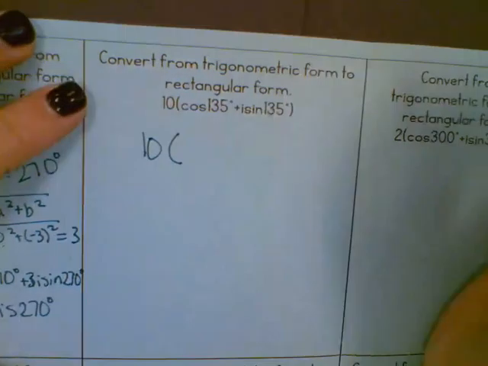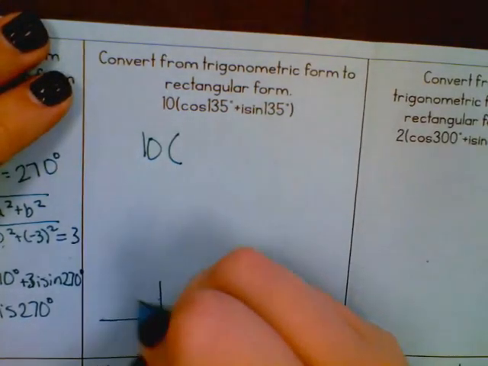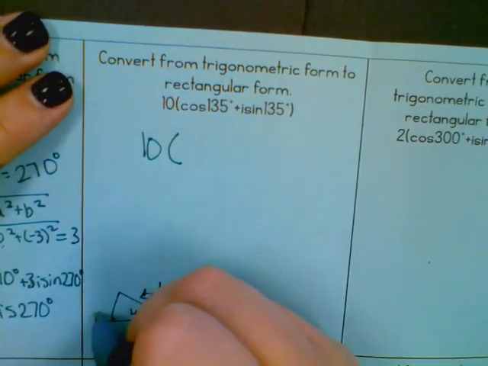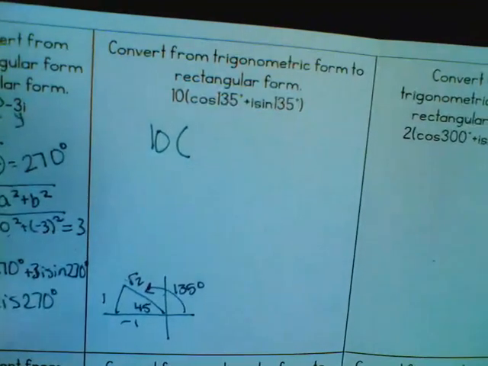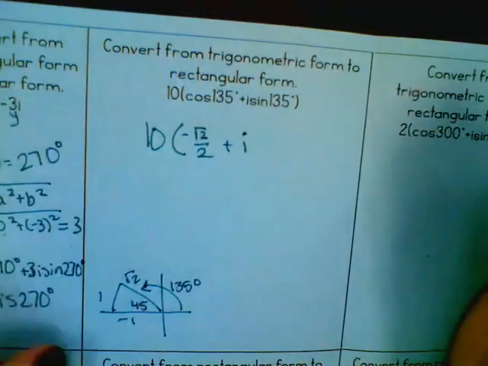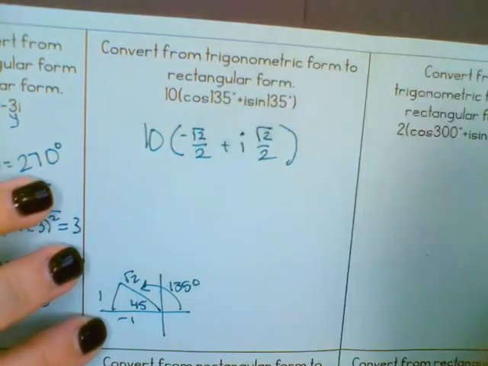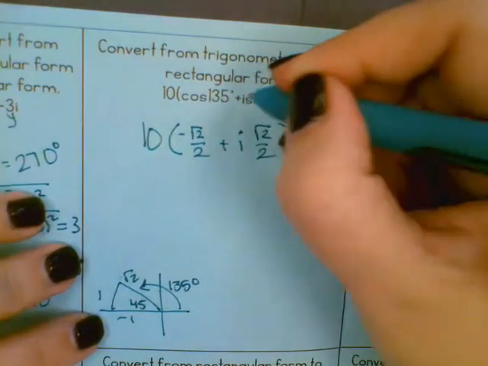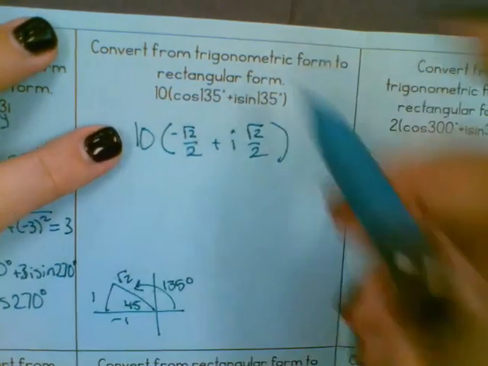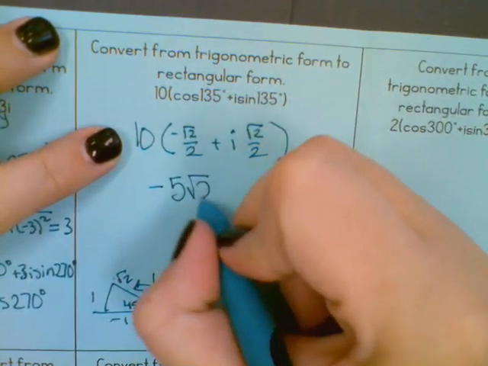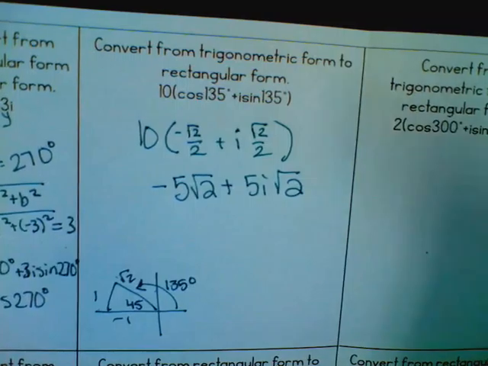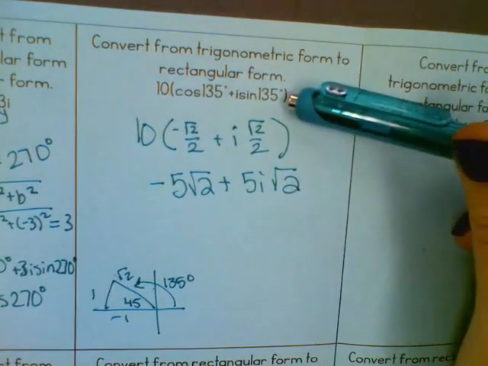So the cosine of 135, well, I'm going to draw my picture for 135 down here. This is 135. Our reference angle is 45. So we have 1, negative 1, root 2. So what's the cosine of that picture? It would be negative root 2 over 2 plus i. And then the sine of the picture, root 2 over 2. Don't forget the i that's there with the sine. So then we would just distribute, and since we have a 2 in the bottom, it's like halving that 10. So our final answer would be negative 5 root 2 plus 5i root 2. And that is it. That is the rectangular version that we got from that polar version.